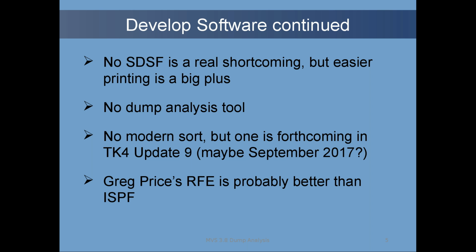I miss a more modern sort utility, but somebody is writing a completely new sort, and as far as I know, Jürgen is going to put it in TK4 update 9, which I hope was originally scheduled to come out in March, but I think now is only coming out hopefully in September of this year in 2017.